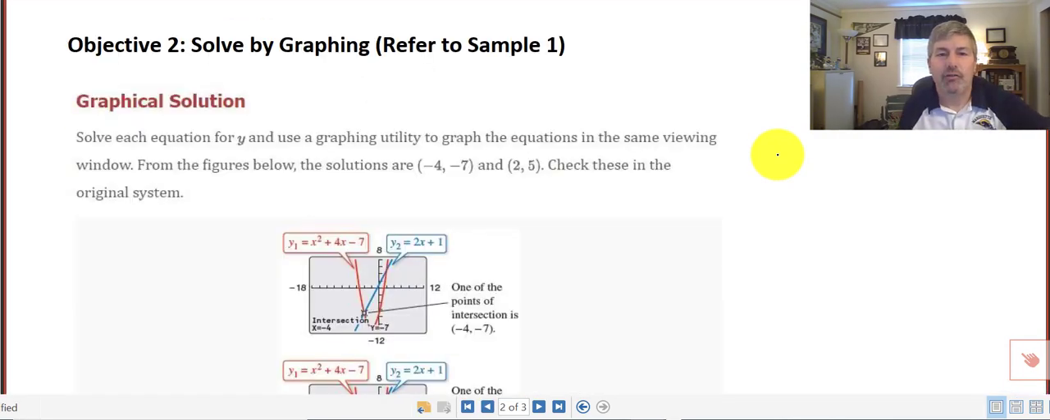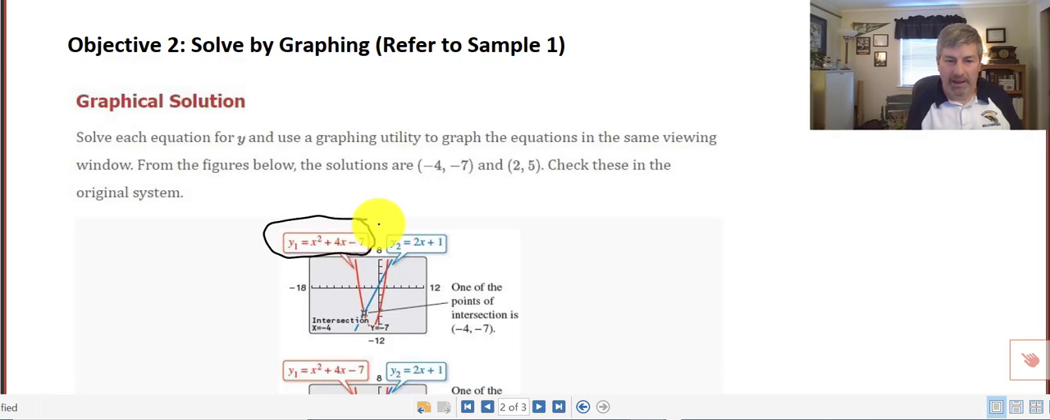In objective 2, we're going to graph these two equations. In order to graph them, solve each equation for y and then use your graphing utility to graph the equations in the same viewing window. When we solve each of those previous two equations for y, we get y equals x squared plus 4x minus 7, and y equals 2x plus 1.